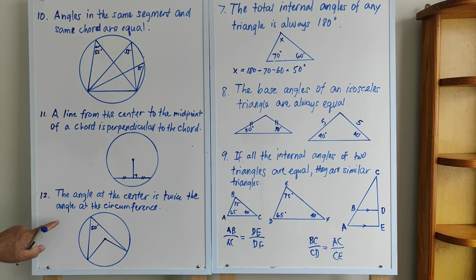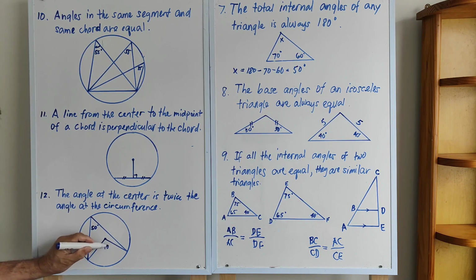Number 12, the angle at the center is twice the angle at the circumference. For example, this is the center, and there's a line protruding into the circumference, and then this one is going to the circumference. If this is 50 degrees, this is twice 50 degrees, so this is 100 degrees.